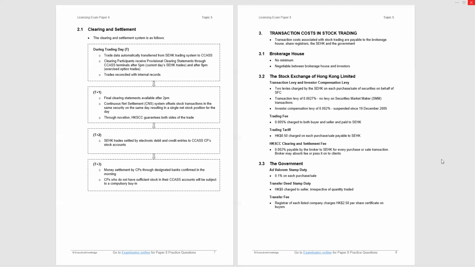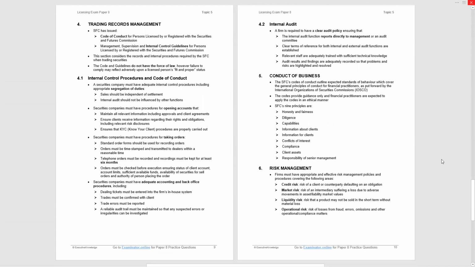You will see right at the top of page 8, we note transaction costs associated with the stock trading payable to the brokerage house. That was 3.1. Share registrars, that was my last transfer fee, the stock exchange and the government.